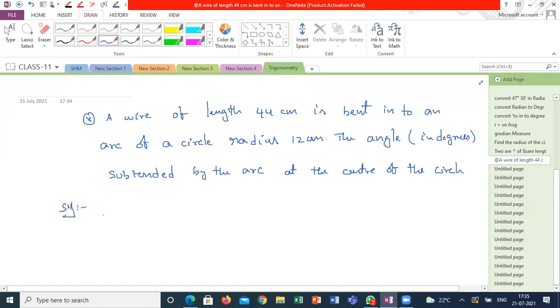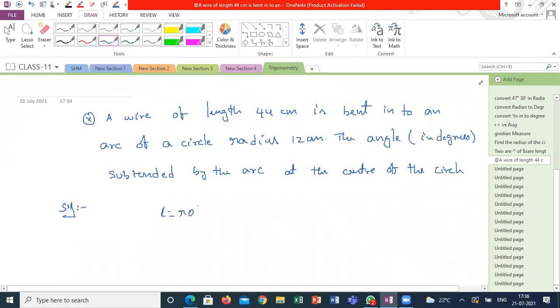210 degrees, sir. Has everyone got 210, guys? Is 210 degrees the answer? Yes, sir. 210. How many radians did you get? 11 by 3. 11 by 3 radians. Correct.